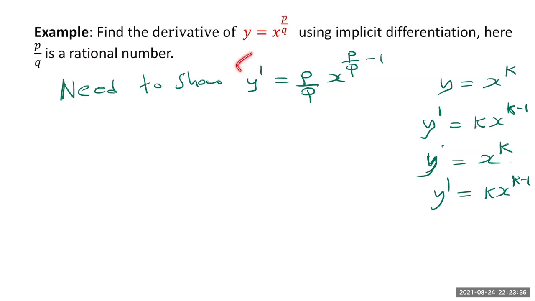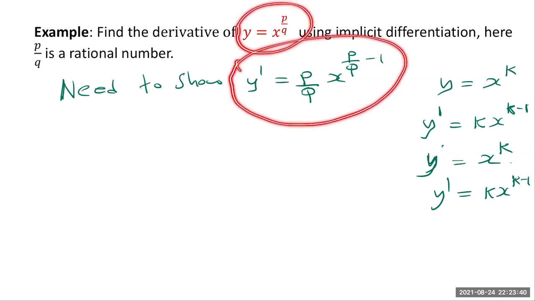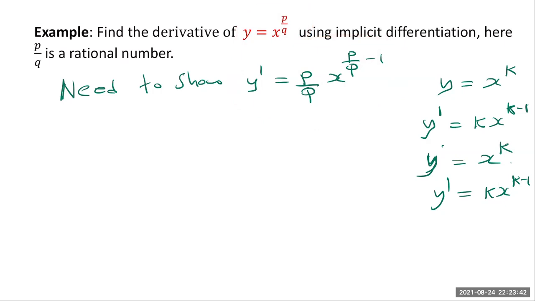So let's see if we can prove this formula for this given function using implicit differentiation. Here is what I'm going to do. I will copy this to the other side. You have y is equal to x to the power p over q. Now I'm going to raise both sides to the power q. Then you get y to the power q is equal to x to the power p.